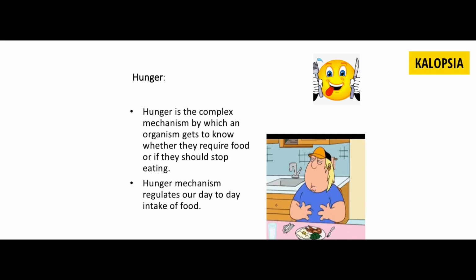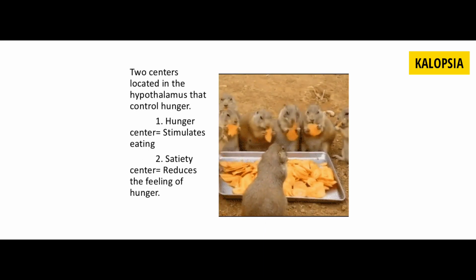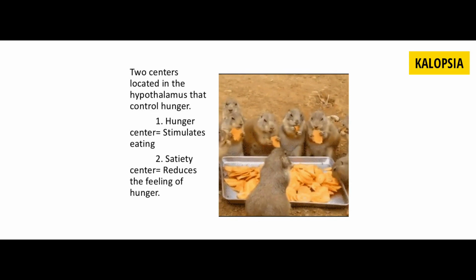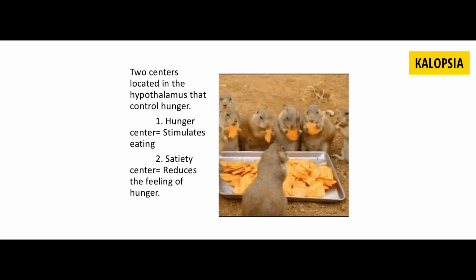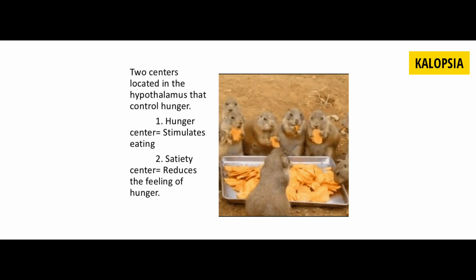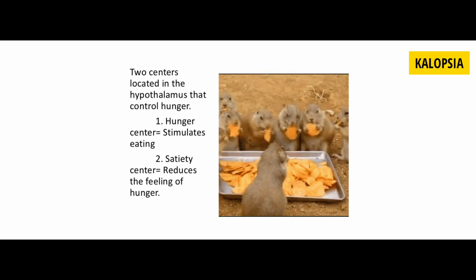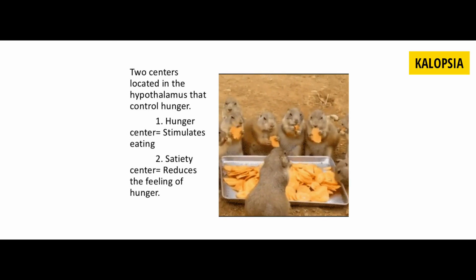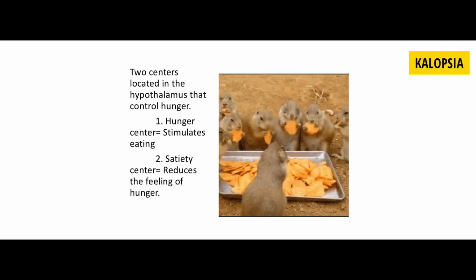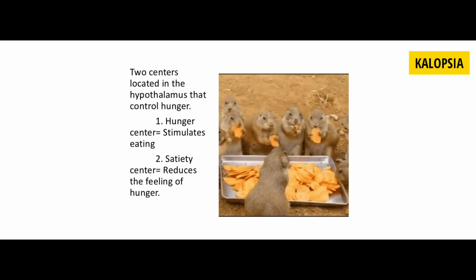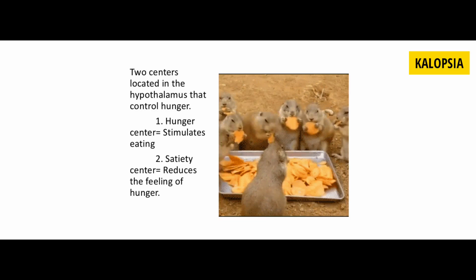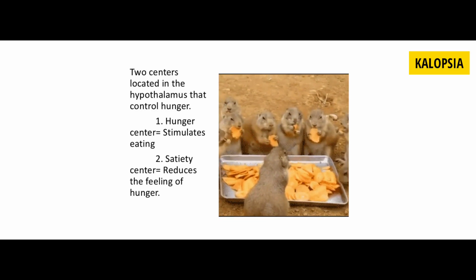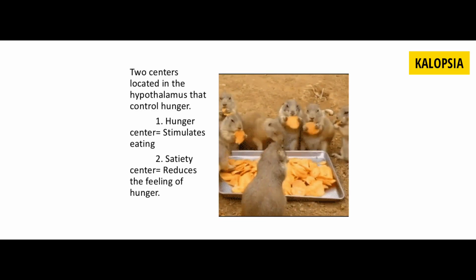And for this we have two centers that are located in the hypothalamus to control this hunger. The first one is hunger center, that is it stimulates eating, and tells us whether we should eat or not. Then the second one is satiety center, that is it reduces a feeling of hunger. Satiety center tells us that we have eaten enough or that our stomach is full.